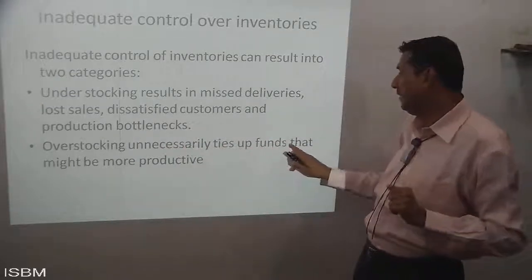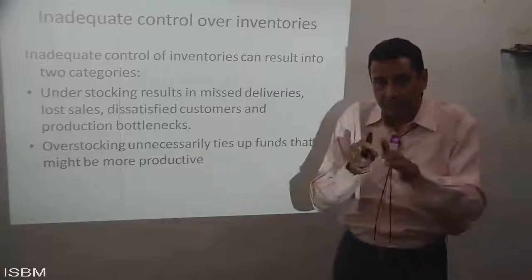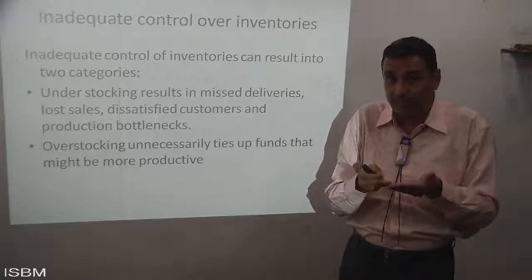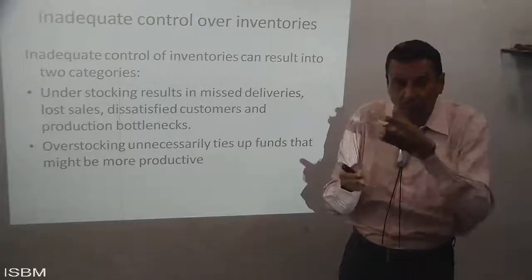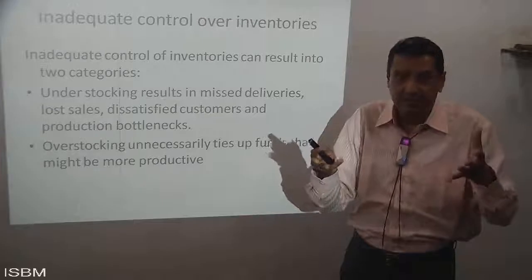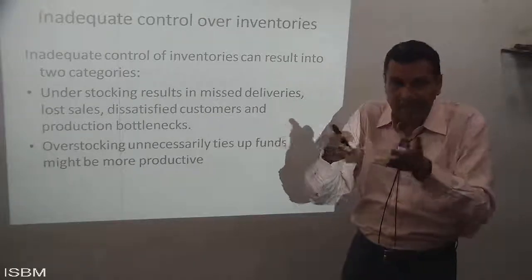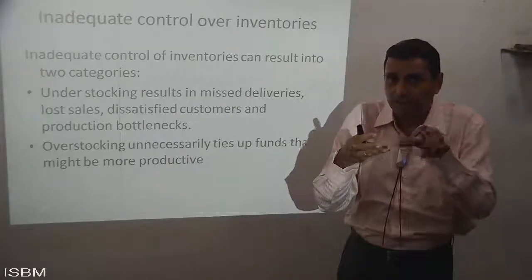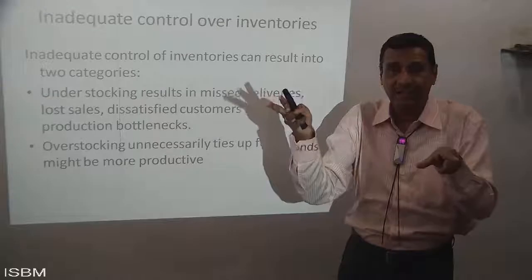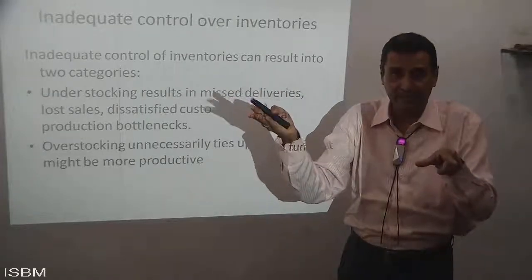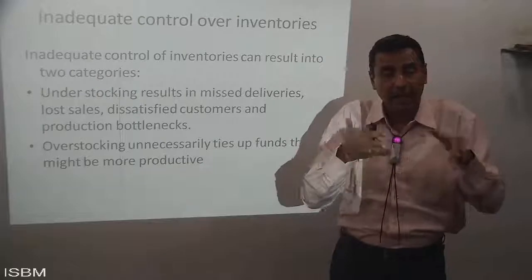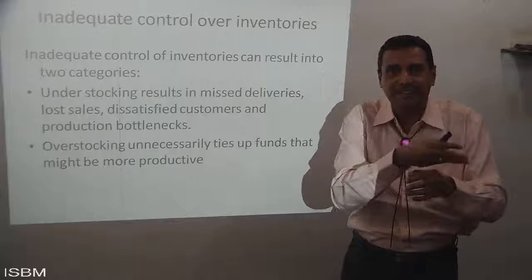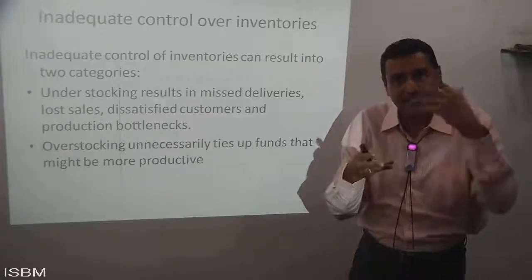Overstocking unnecessarily ties up funds that might be more productive. You have taken a working capital loan from the bank to finance your inventory, to procure the raw material. If you have procured a huge quantity of raw material from the borrowed fund, then what will happen? The whole working capital is getting blocked in the inventory because you are not able to produce the final product out of this excess inventory because of various factors like less demand in the market. If you have procured a huge quantity of raw material and it is lying in the godown for no use, then your fund has been blocked in the inventory by way of working capital. So it is lying idle.